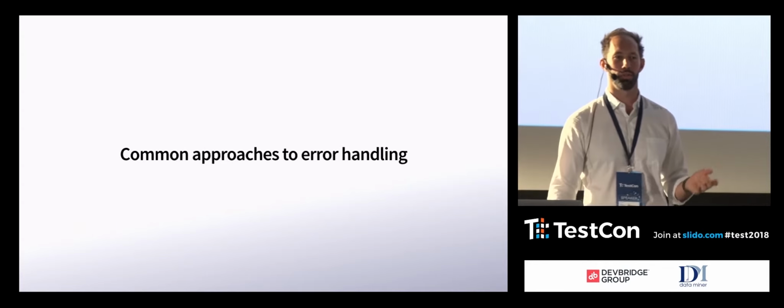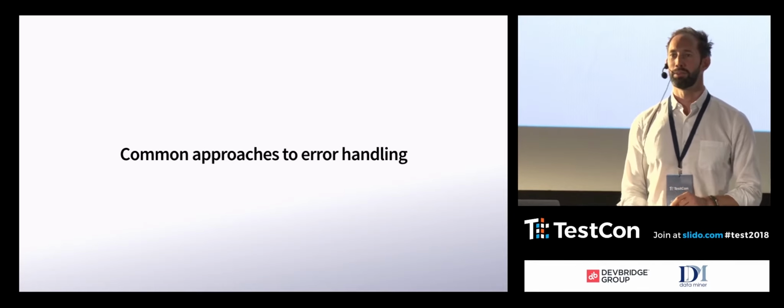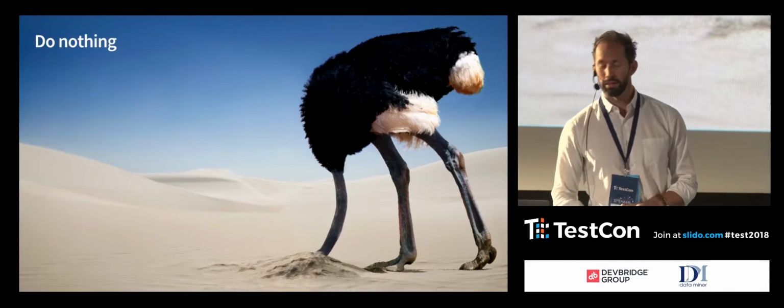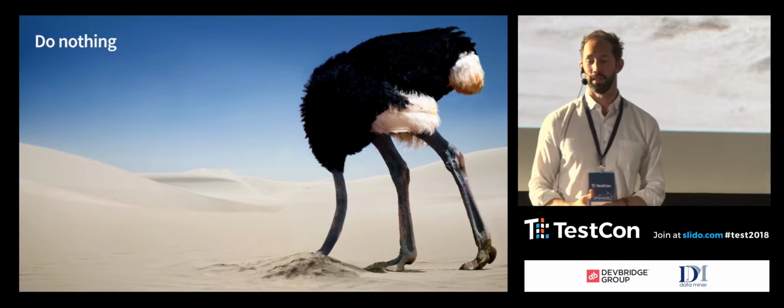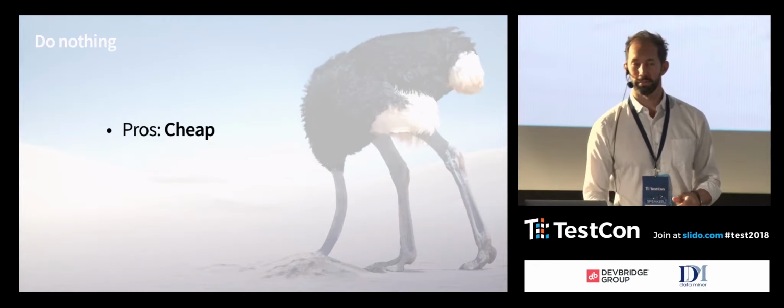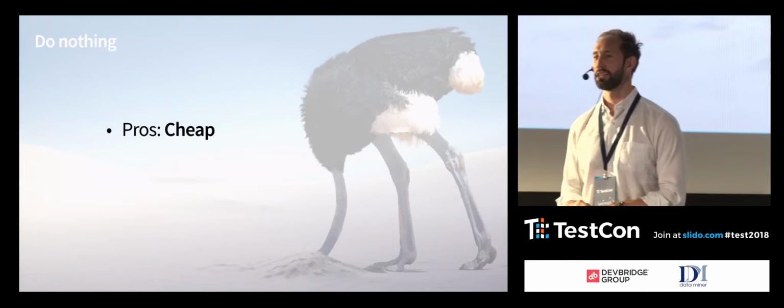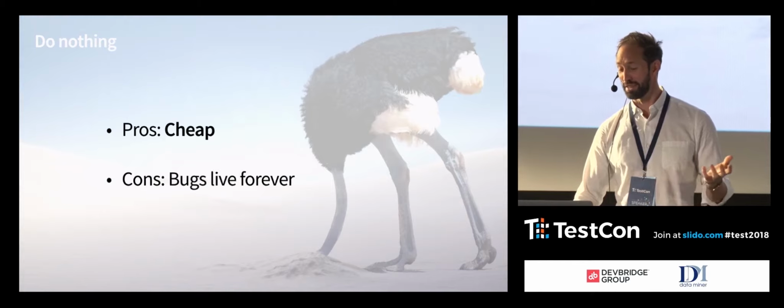So common approaches to error handling. How do people deal with errors in their web apps or websites? So the first one and most obvious one is, again, the ostrich. And there's some real good pros here. It's super cheap because there's no cost at all. You're not doing anything. So that's on the upside.